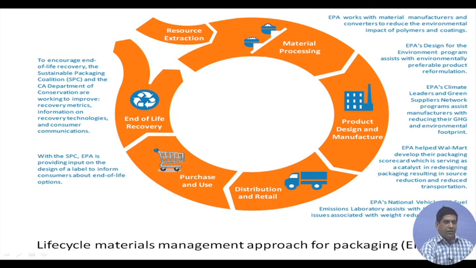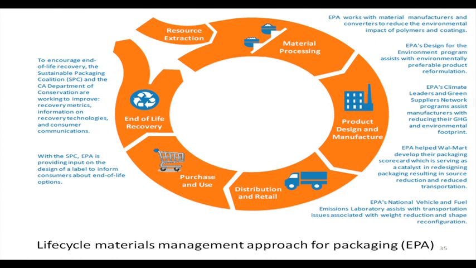For all these, the EPA is working with materials manufacturers and converters to reduce the environmental impact in each of these processes, with a design for environment program where they try to encourage companies to go for cleaner production. EPA's Climate Leaders and Green Supply Network programs assist manufacturers with reducing their greenhouse gas and environmental impact. They are working with big companies like Walmart, and even Amazon, to improve the packaging, because the packaging waste is too much. They also have a vehicle policy now to reduce vehicle emissions.